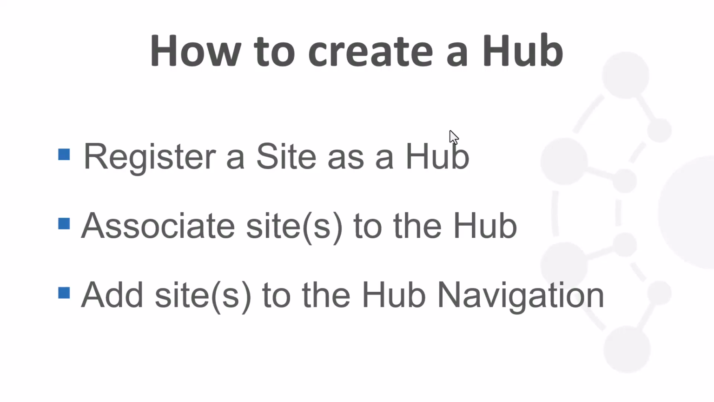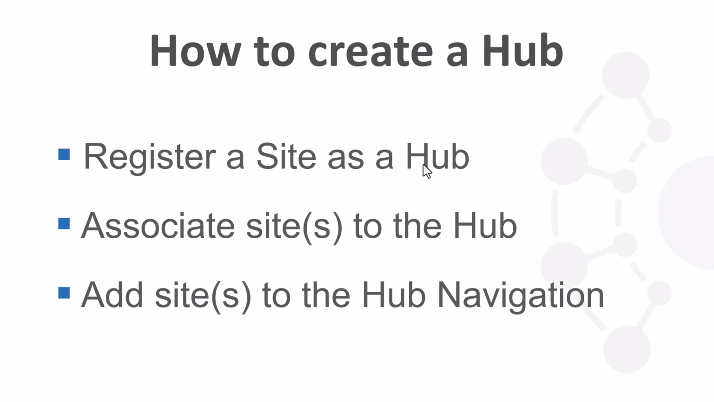So let's now proceed and create a hub together. There are three main steps involved, and you see them on the screen right now. The first step, you need to register a site as a hub. Now, this is a one-time deal. So let's say we build a company intranet portal, and we created an intranet home site. The main site that will serve as a parent site, the main homepage, if you will. You only need to register it as a hub once. So this is a one-time deal.